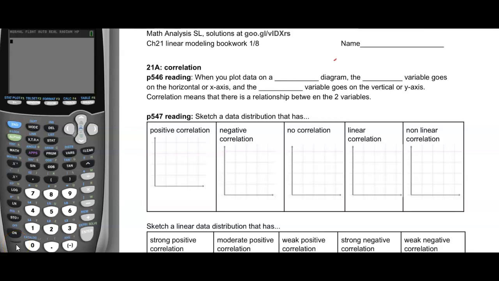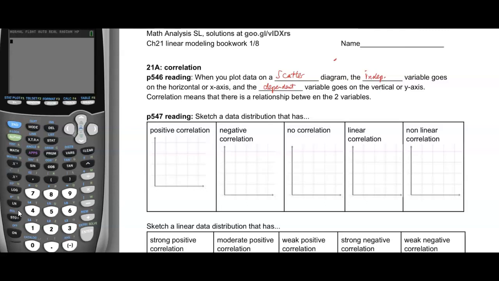Linear modeling, page 1. When you plot data on a scatter diagram, the independent variable goes on the horizontal or x-axis and the dependent variable goes on the vertical or y-axis. Correlation means that there is a relationship between the two variables. Sketch a data distribution that has positive correlation.